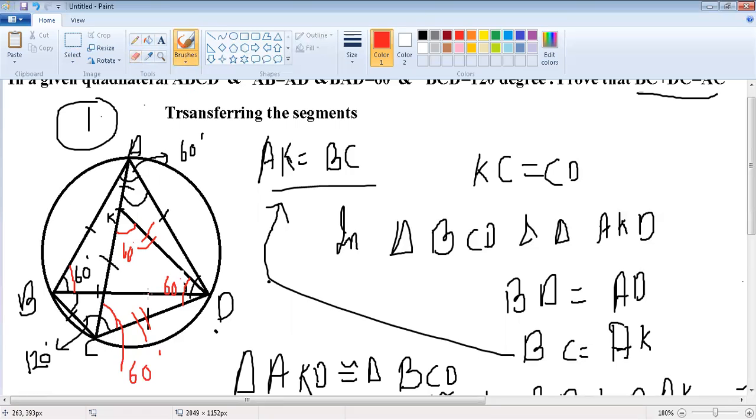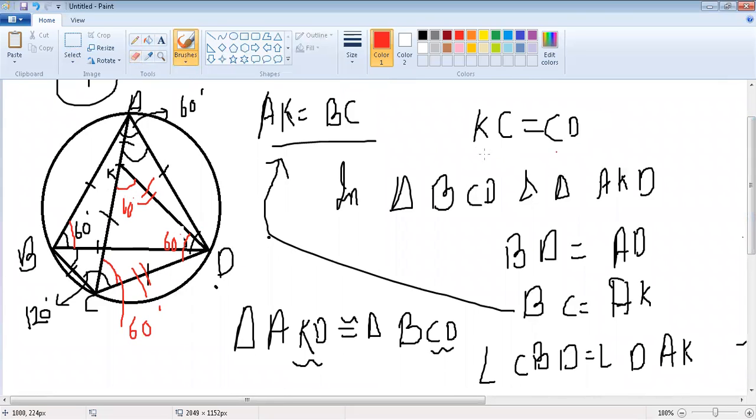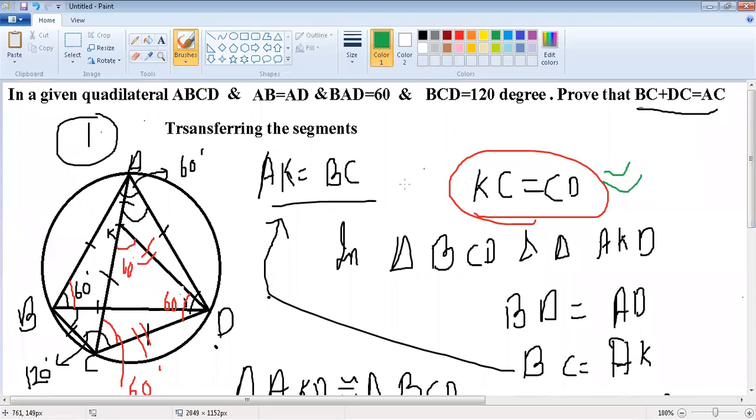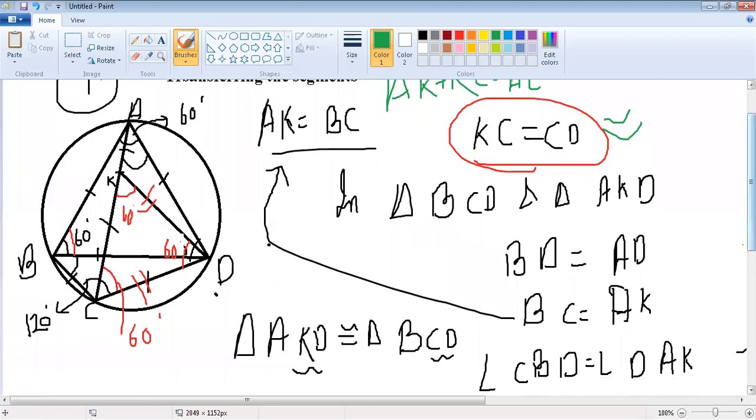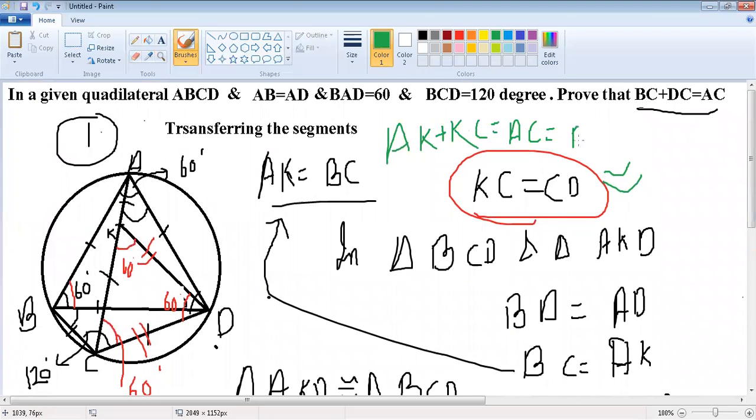So all the three sides are equal. That means the triangle KCD is equilateral. So clearly KC equals CD, and that's what we required to prove for the main result. Now we can reverse some steps, like we can write AK plus KC equals AC. But AK equals BC here, and KC equals CD. So from the left hand side of this identity, we have proved our result.